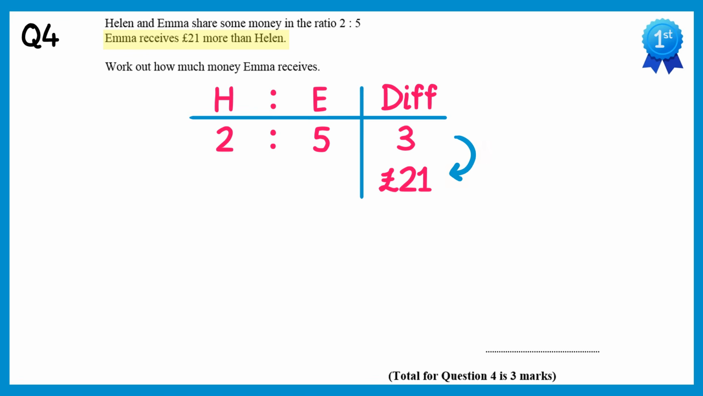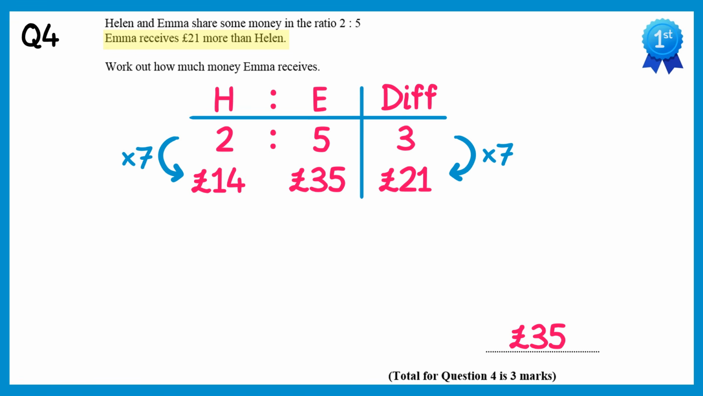To get from 3 to 21 you times by 7, so we'll times by 7 for all of the values. 2 times 7 is £14, and 5 times 7 is £35. In the question we're asked how much money Emma receives, so this must be £35.